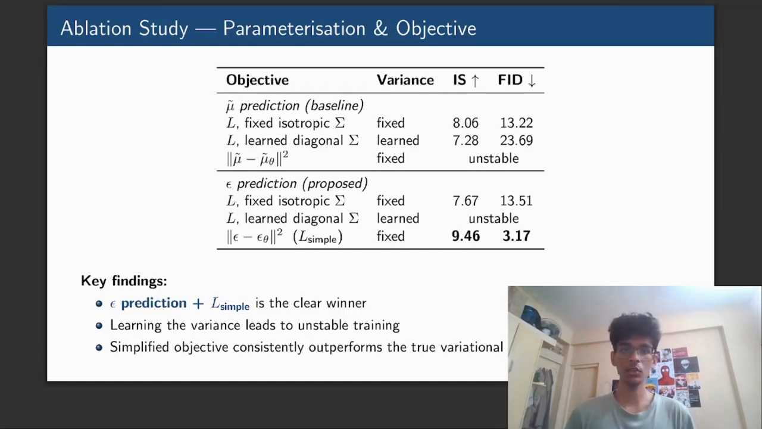When variance was taken to be the same in the forward process, we see the results, but better results were obtained when the weights were removed from the losses. The term which was beta_t squared by 2 sigma squared, if that term was removed, we see the results were much better, and this is called the L simple loss.